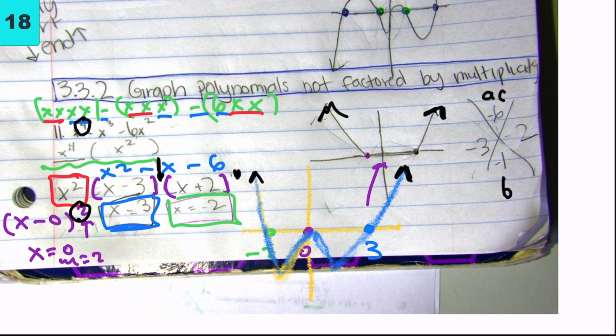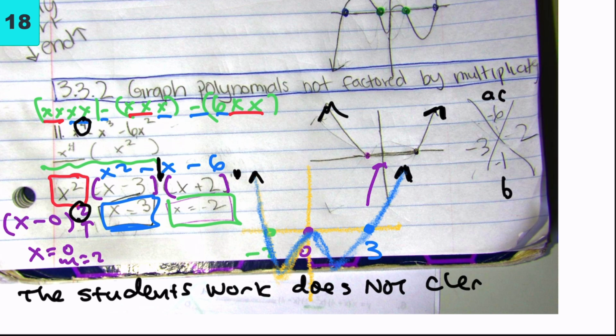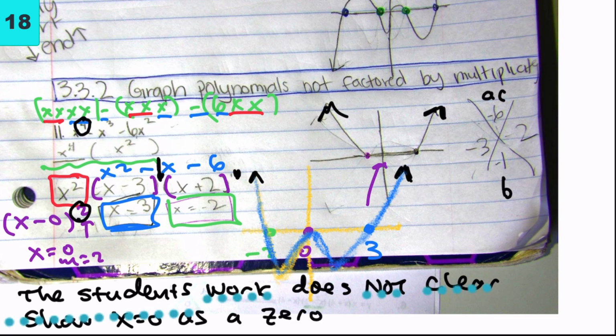Okay? So if I had to explain what the student did incorrectly, I would write something like this. The student's work, can you see that? Yeah. Does not clearly show x equals 0 as a 0. Class, what's another word for 0? Solutions, what else? Root, what else? Yeah. That's what I think they were missing.